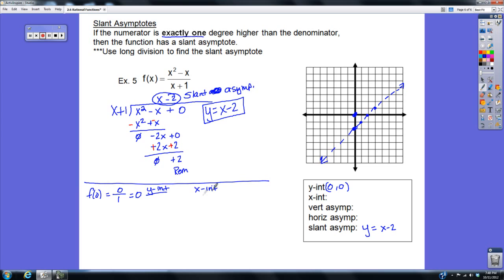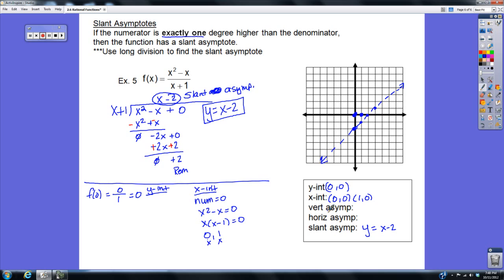All right, let's do the x-intercept. Set the numerator equal to 0. So x squared minus x equals 0. Factor. Set that equal to 0. We're going to have 0 and 1. I'm going to have two x-intercepts. I'm going to have the point 0, 0, and I'm going to have the point 1, 0, because these are x values here. X is 0 and x is 1. So there's 0, 0, and there's 1, 0.